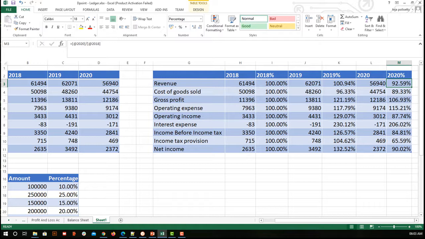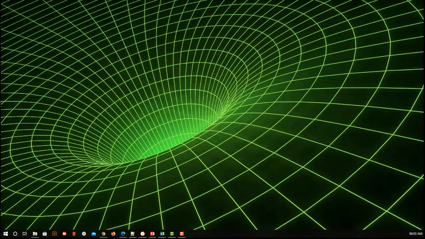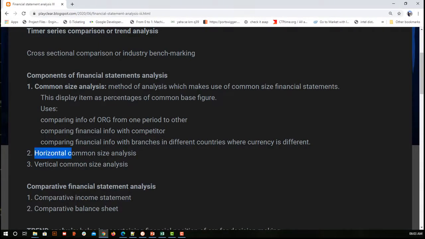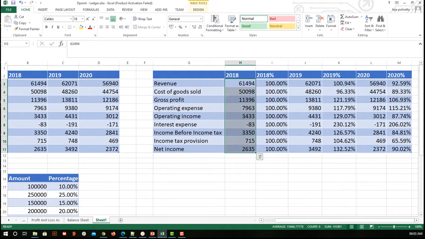So based on percentage, when I am trying to find the trends, or I'm trying to do some kind of analysis, I call it horizontal analysis. So common size analysis is when we go with horizontal, we go with horizontal common size. When we go vertically, which we are going to cover, we call that vertical common size analysis. What does common size analysis mean? Common means we are converting everything into percentage. This displays items as percentages of a common base figure. We are considering that as 100 percent, and the remaining we find as per our analysis.